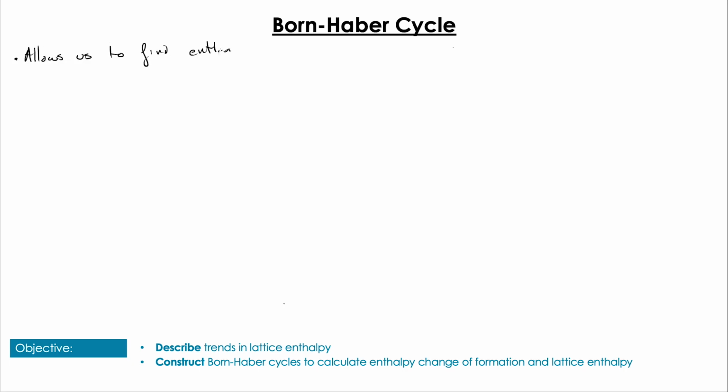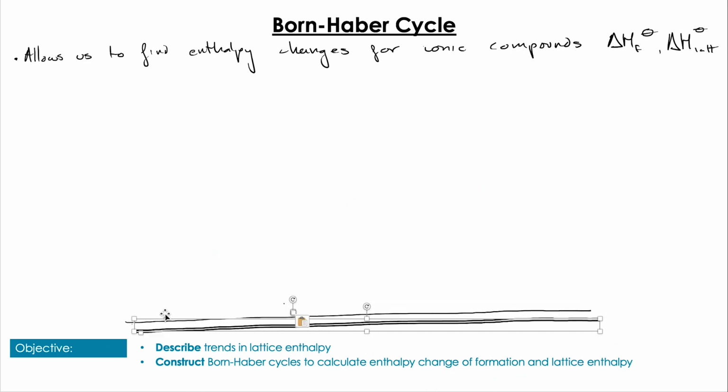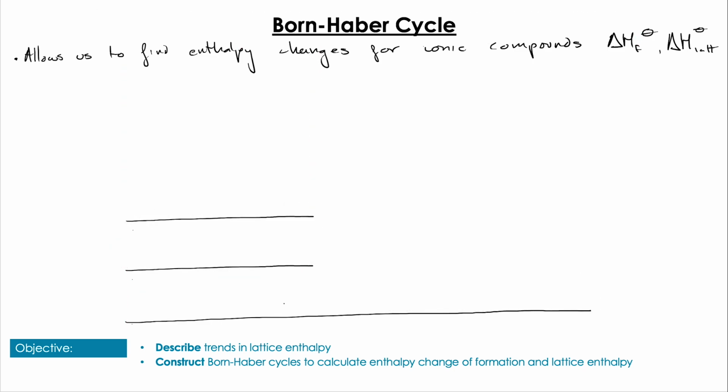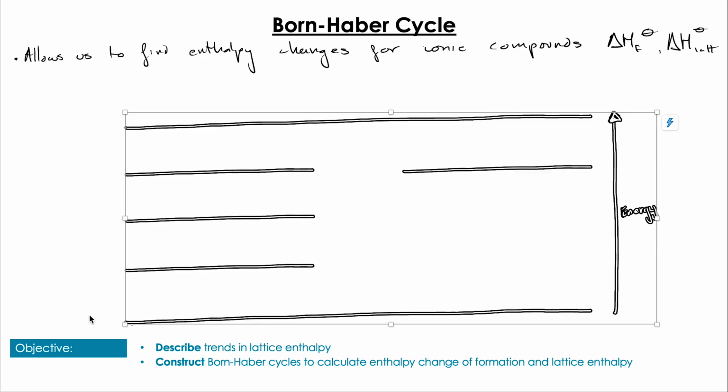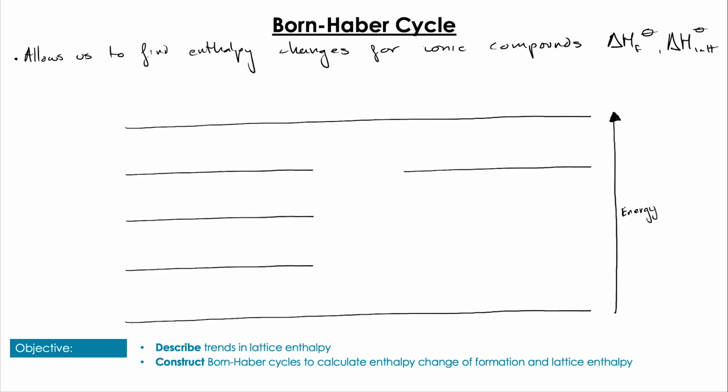So remember, a Born-Haber cycle allows us to find enthalpy changes for ionic compounds. And usually this focuses around lattice enthalpy and enthalpy of formation. Now, the way we construct these, and you can construct them slightly differently, and some questions will be constructed slightly differently to this diagram, but I'm going to do this because I think it illustrates it the best.